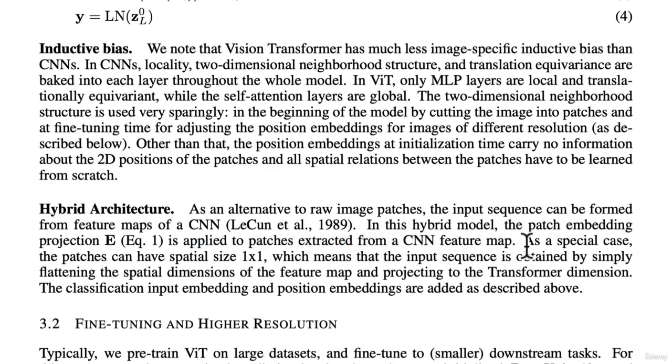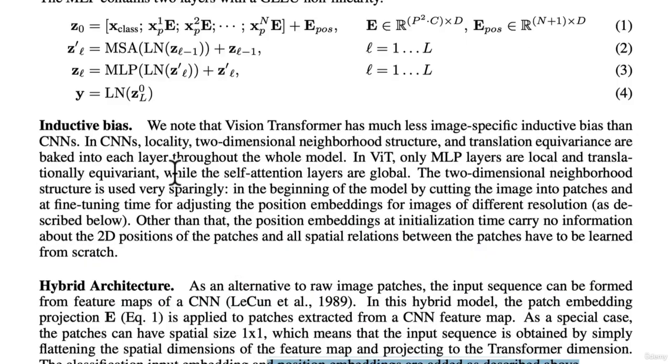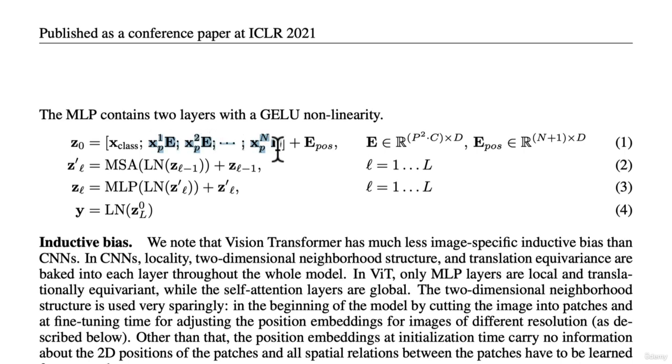So as a special case, the patches can have a spatial size 1 by 1, which means that the input sequence is obtained by simply flattening the spatial dimensions of the feature map. So that's where the flatten layer will come in. We'll see that in a later video. Of the feature map and projecting to the transformer dimension. The transformer dimension is from table 1. And then the classification input embedding and the position embeddings are added as described above. So what it's saying is that we can create these using a convolutional layer, and then we can add the class embedding and the position embedding later on, which is what we're going to do.